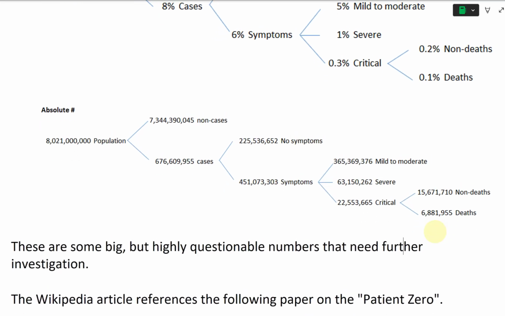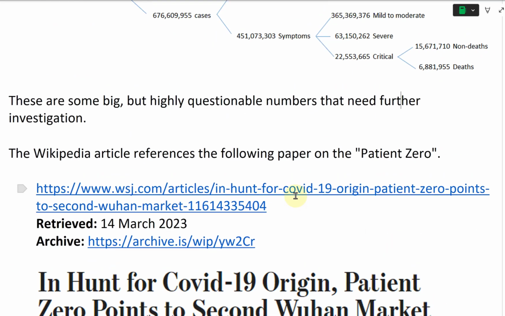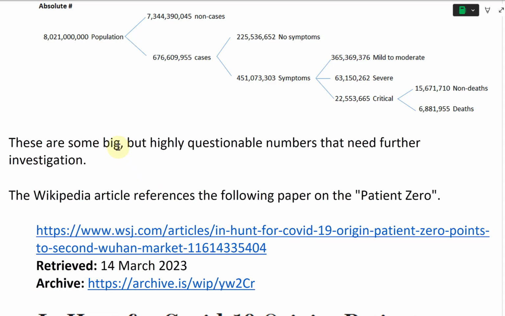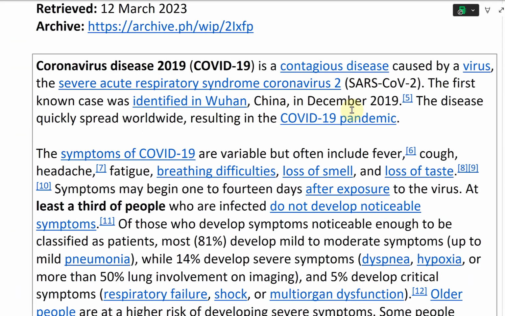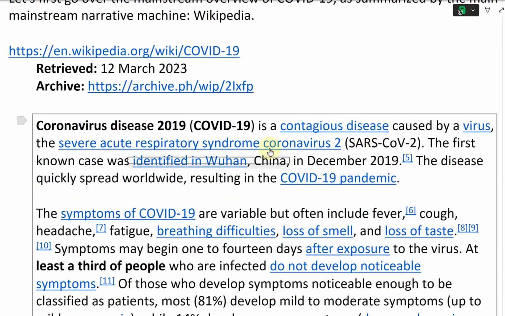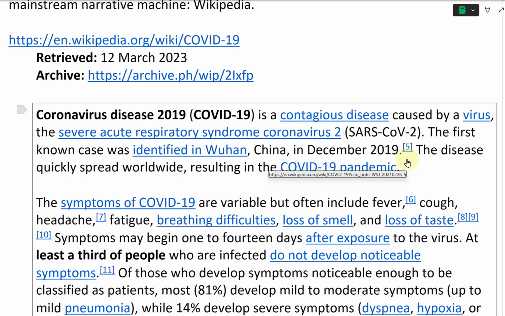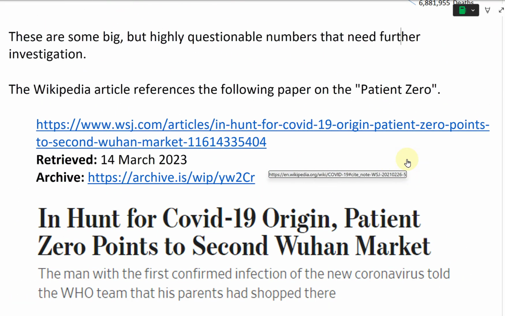That's very, very interesting. All right, I just wanted to go over that overview. So these are some big but highly questionable numbers that need further investigation. And going further, the Wikipedia article references the following paper on patient 0. See if they have a link there. So this was over here. I believe this is the one they referenced in the Wall Street Journal article. So this references an article here.